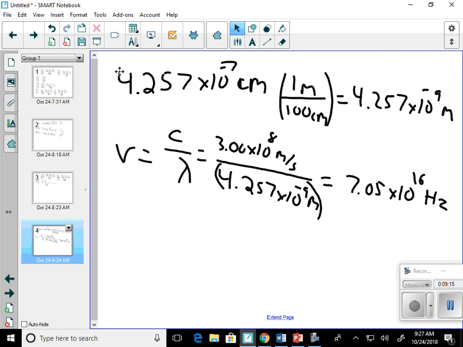Notice that why did I have to convert to meters? Because I have meters in my speed of light and I have meters in my wavelength. The two have to cancel each other out. You'll be given that equation. You have to know how to use that equation. Are there questions on this first part? I'll go back then to the next slide.